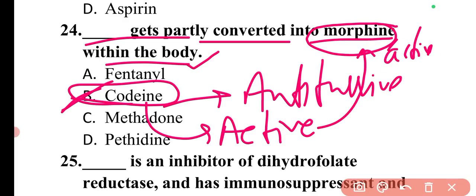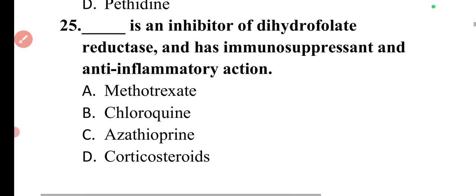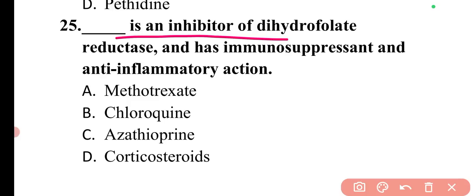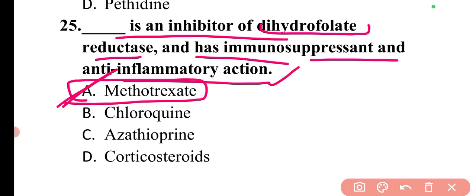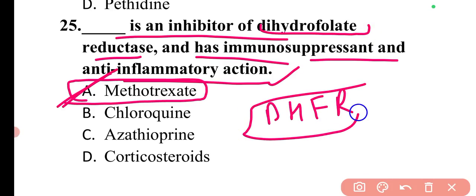analgesics. Next question is, dash is an inhibitor of dihydrofolate reductase and has immunosuppressant and anti-inflammatory actions. So this particular drug is methotrexate. Methotrexate is a dihydrofolate reductase inhibitor, a DHFR inhibitor, and it has immunosuppressant properties as well as anti-inflammatory properties.